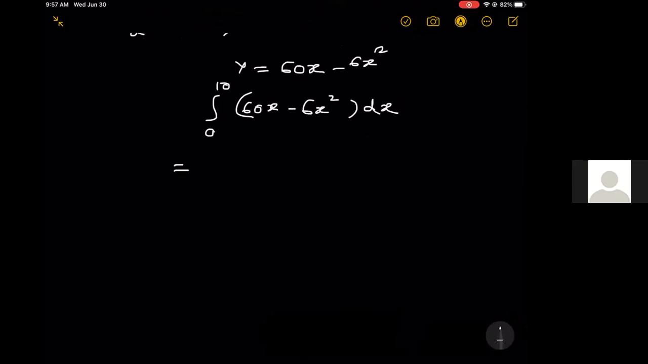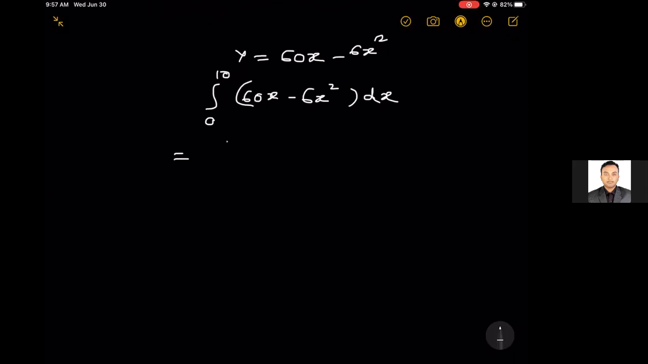Split it up into 60x and negative 6x squared. I didn't understand. Will you please repeat it? I was just saying split it up. Oh, right. Yeah, split it up. Exactly. Sorry, I could not hear it the first time. So obviously, we can first split it up into two parts like this, because we know it's the sum rule, right? So it would be from 0 to 10, negative, we have this negative, so 6x squared dx. Okay, now what's the antiderivative of 60x?